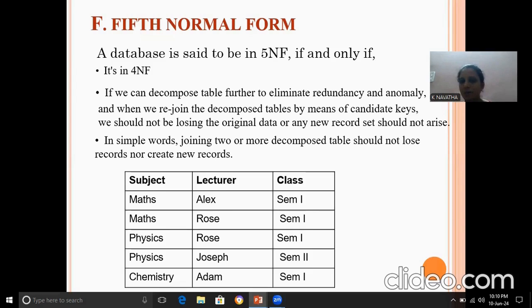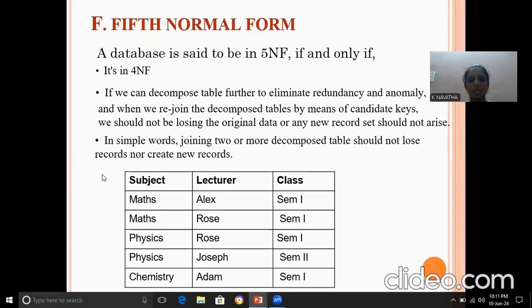When we divide the table and rejoin the table, the data should not be lost from the original data, and a new record set should not arise. Any new record should not be there from the joining of the tables. In simple words, joining two or more decomposed tables should not lose records nor create new records. If we decomposed because of redundancy and anomaly and want to rejoin the decomposed tables, that should not lose records, nor create new records.